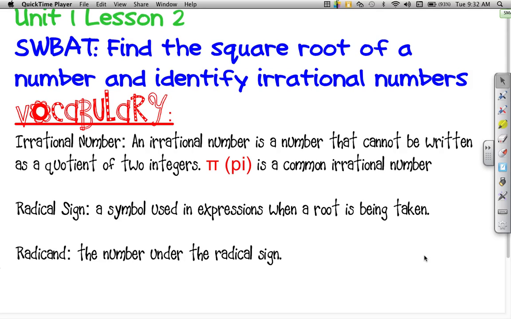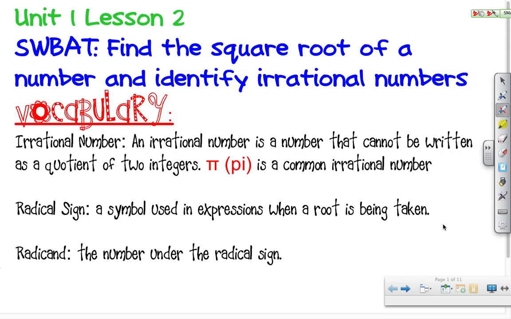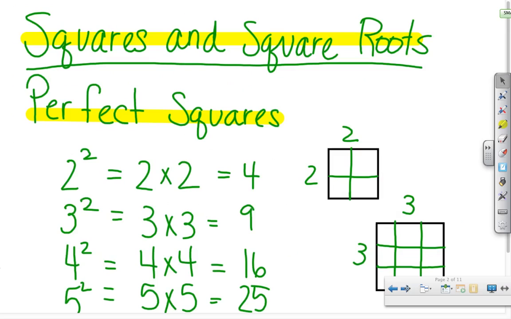Then our second vocabulary word, radical sign. That's a symbol that we use when we're taking the root of a number, and it's going to look something like that. That's our radical sign. And then radicand, that's the number that is under the radical sign. So we're going to draw a little arrow here and put a number under the radical sign. I'm going to use the variable x here to represent that number. That's our radicand, the number under the radical.